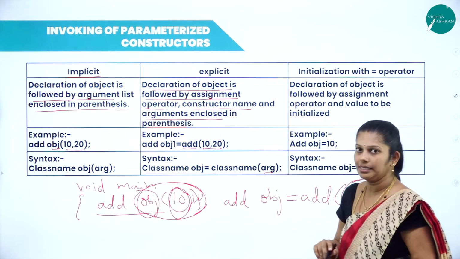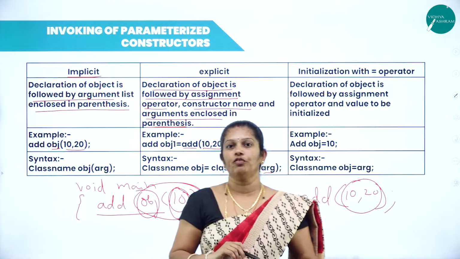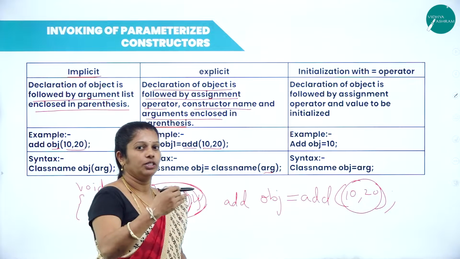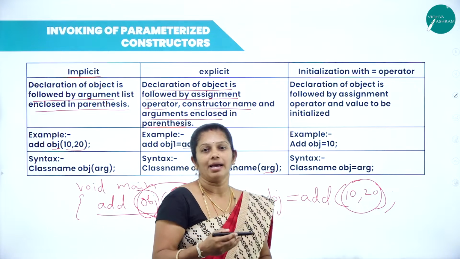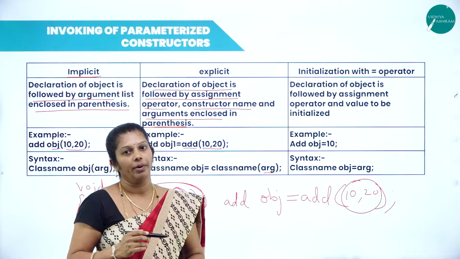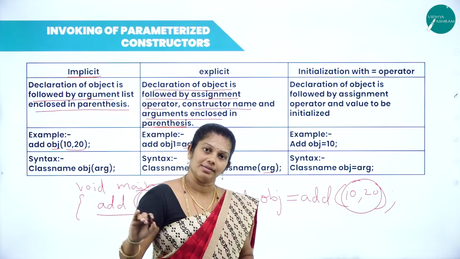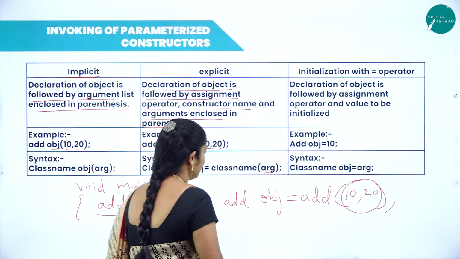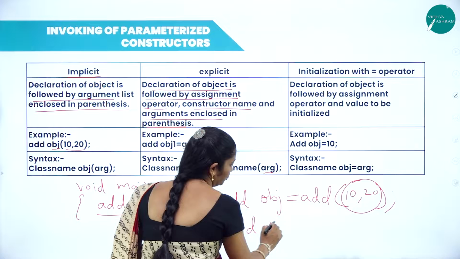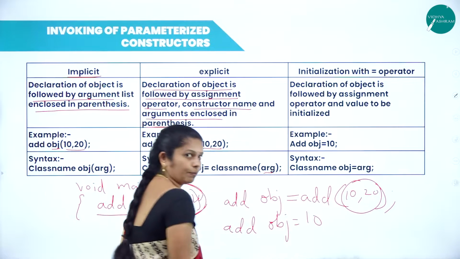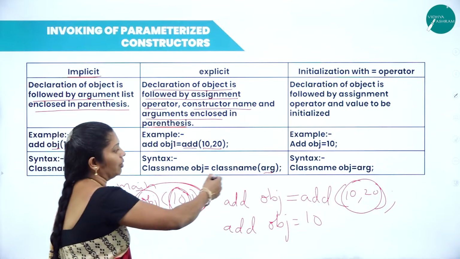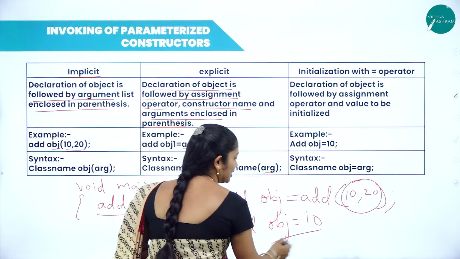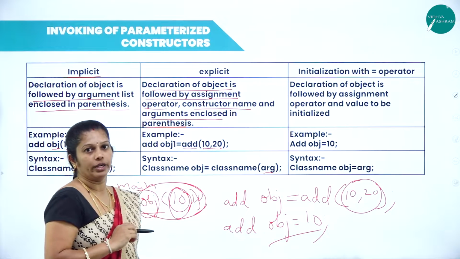But in the third case, that is initialization at the time of declaration with assignment operator, the creation of object or declaration of object is followed by the assignment operator, then we have to write the argument. Here we do not have any parentheses; after the equals only, you write the value. The same example, I take Add, then object, then equals, then value. Here if you observe, in implicit call as well as explicit call, I can take more than one argument, whereas here, at maximum, we can take only one argument.